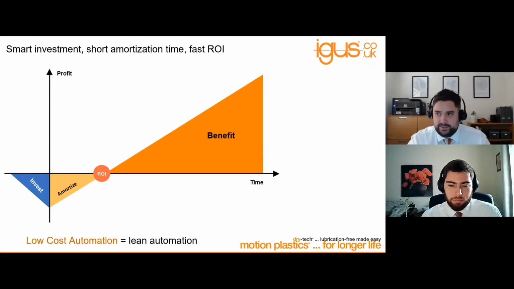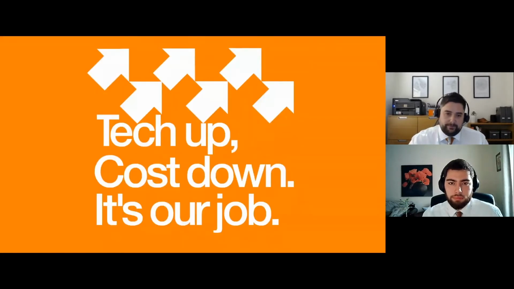It's a smart investment. It's something that you will get a very, very quick amortization time to get you into that benefit as quick as physically possible. And another thing from Igus that we are now saying is that we have to improve the technology. We have to get costs down. So tech up, cost down, it really is our job. And if we're not doing those two things, then we're not doing our job. So it's very important to us to be achieving this and to helping customers with the technology whilst improving the costs and giving quick return on investment.